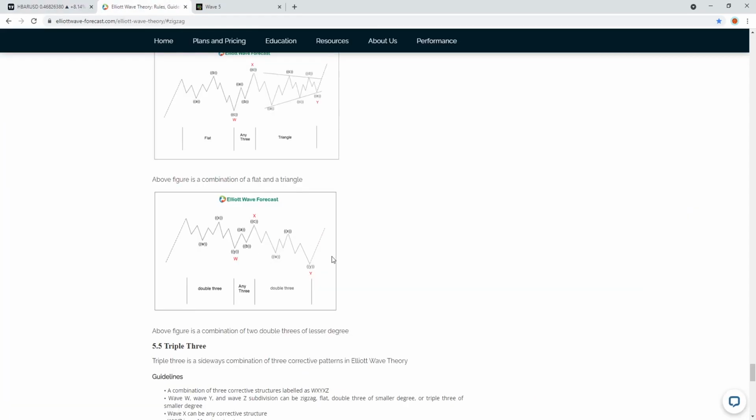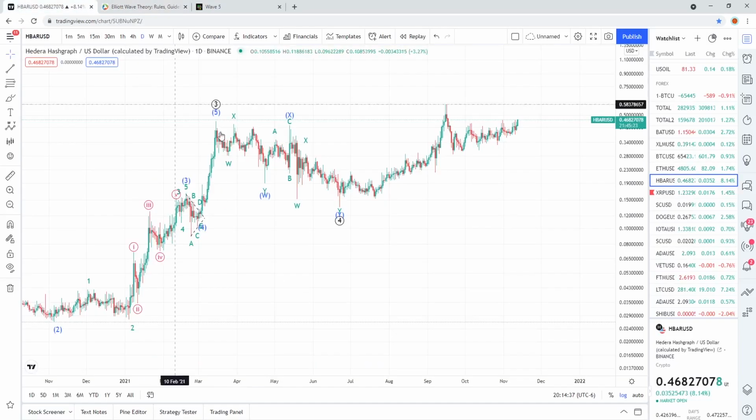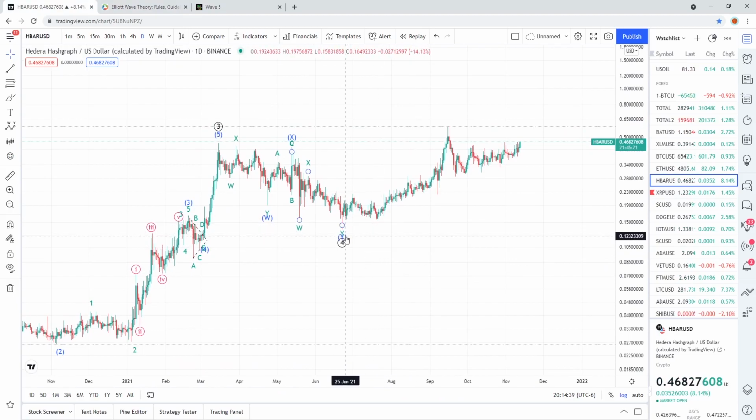Just like in this example of this double 3, you could see after that Y wave came in, it went on to set the next impulse wave. And that's exactly what Hbar did. After that intermediate wave Y came in and primary wave 4 got wrapped up, it went on to set the next impulse wave, and it took out that previous wave 3 high.